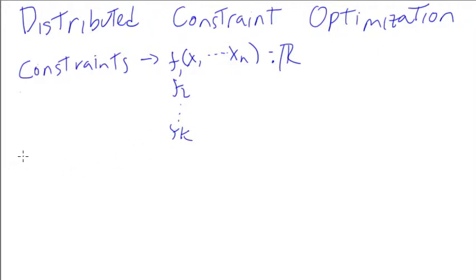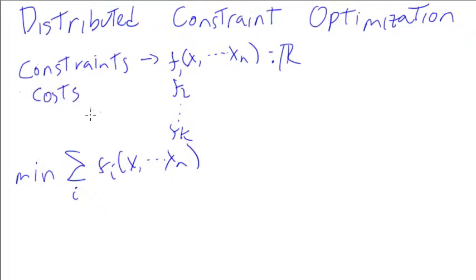And the goal now, instead of finding an assignment to variables that has no constraint violations, is to find one that minimizes the sum of the constraints, right? So the sum of fi of x1 through xn. So we want to find the argmin, or the values for the x's that minimize the sum of all those constraints, or costs. We can usually call them costs or constraints, or sometimes we say these are utility functions, and then we want to maximize the sum of the utility functions.